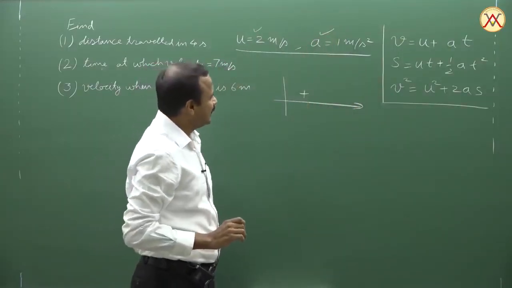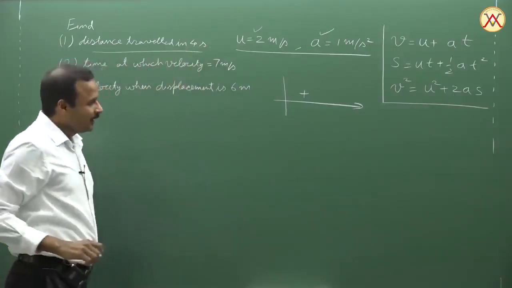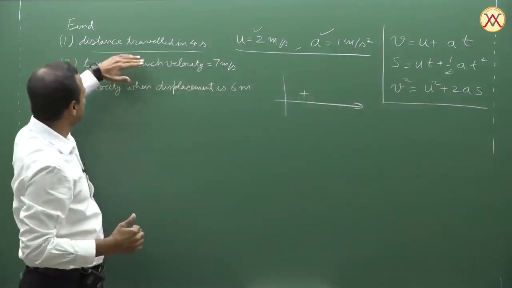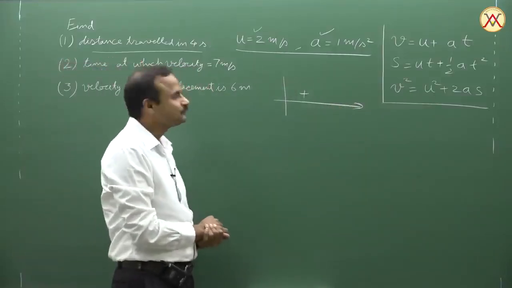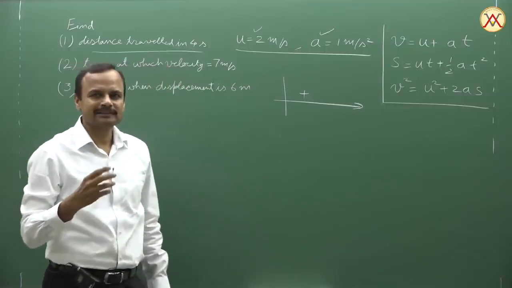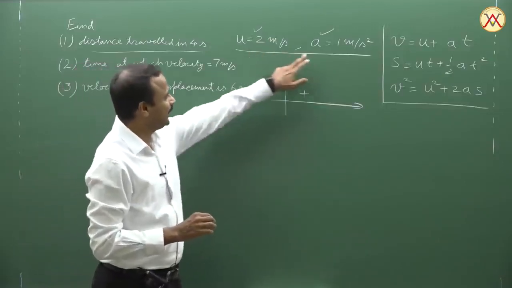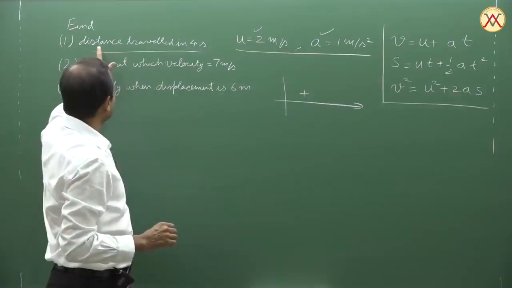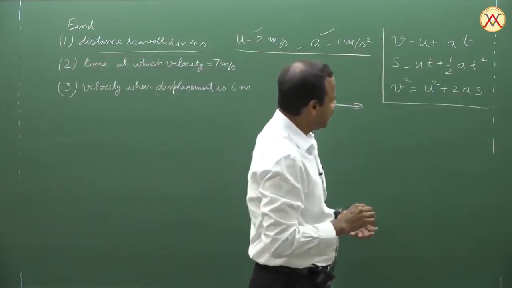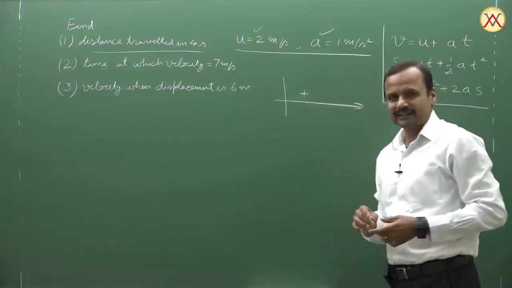Alright. Now, come to the first part. Which of the three equations should we use for the first part? See, it depends on what is given in the question and what has been asked. U and A are given and we have to find distance traveled. Although distance traveled doesn't come in any of these equations, but we can surely find the displacement.